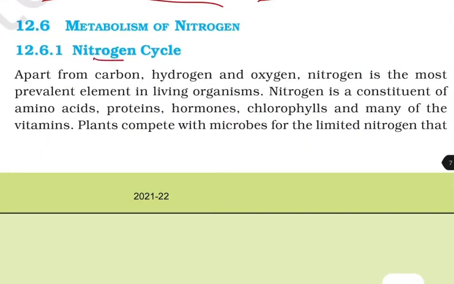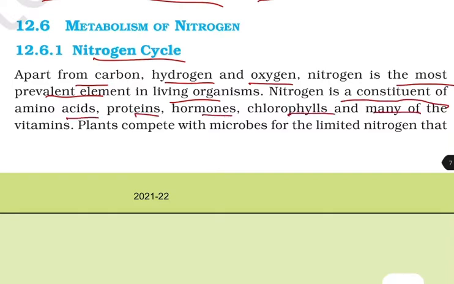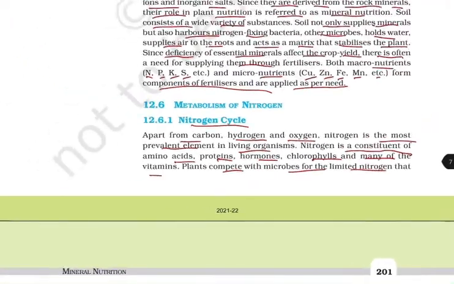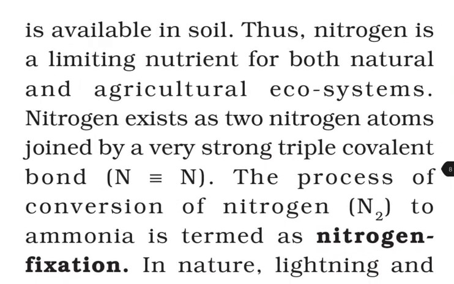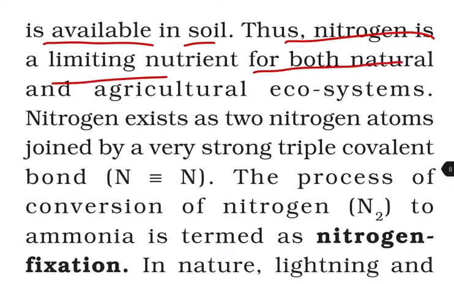Metabolism of nitrogen, that is the nitrogen cycle. Apart from carbon, hydrogen, and oxygen, nitrogen is the most prevalent element in living organisms. Nitrogen is a constituent of amino acids, proteins, hormones, chlorophylls, and many of the vitamins. Plants compete with the microbes for the limited nitrogen that is available in soil. Thus, nitrogen is a limiting nutrient for both natural and agricultural ecosystems.